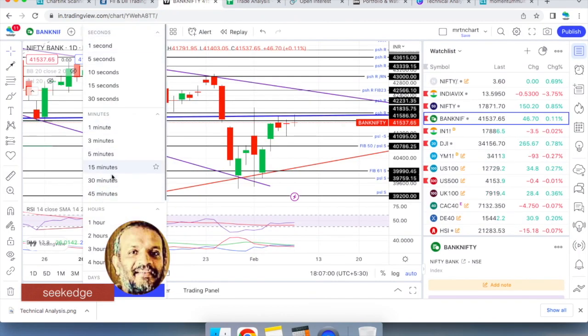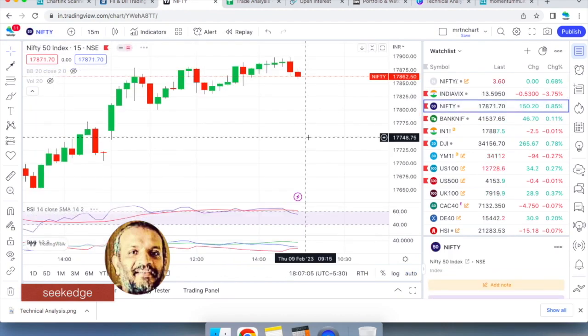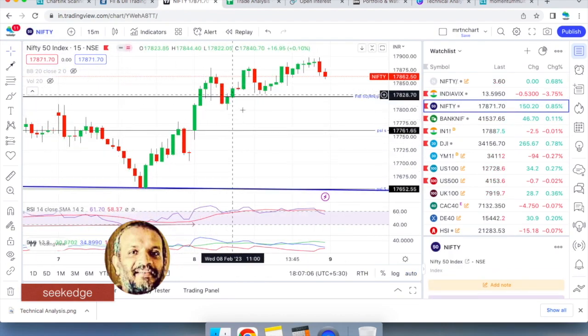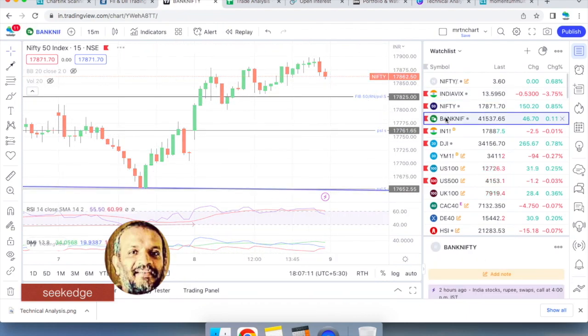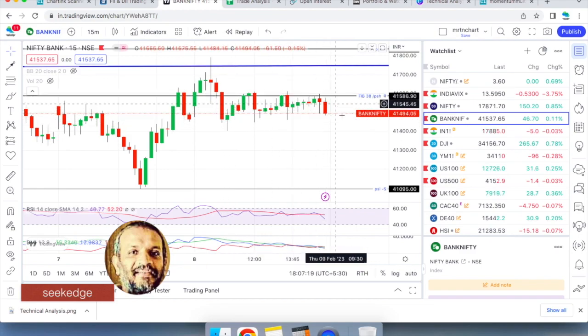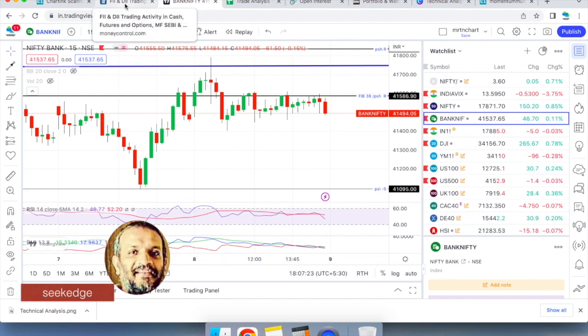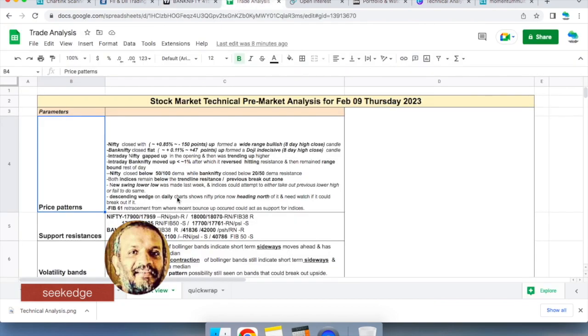So that's the intraday price action. What happened was a gap up in the Nifty, and then it was trending higher, just beautiful trending higher in the Nifty. Bank Nifty moved less than 1%, then reversed with a V-shaped move, and then was range-bound in only a 200 points range. So that's mixed price action that you see on an intraday basis, right?